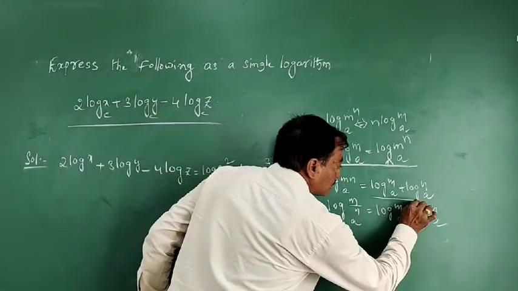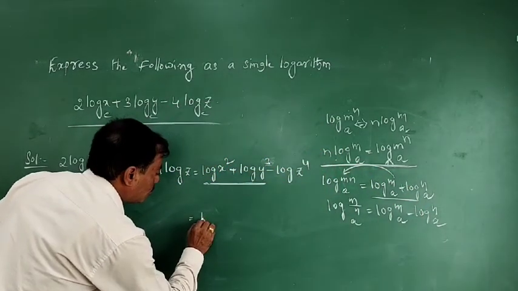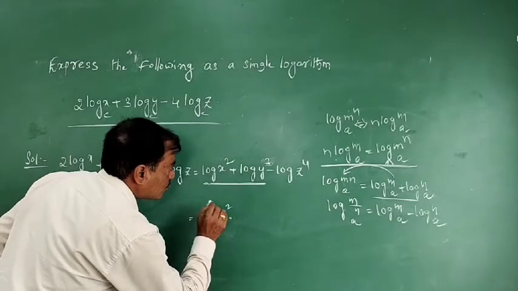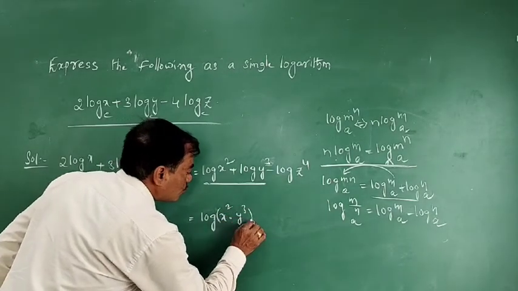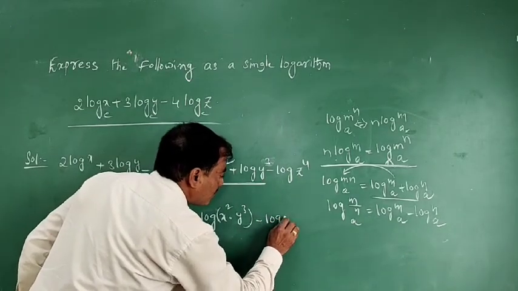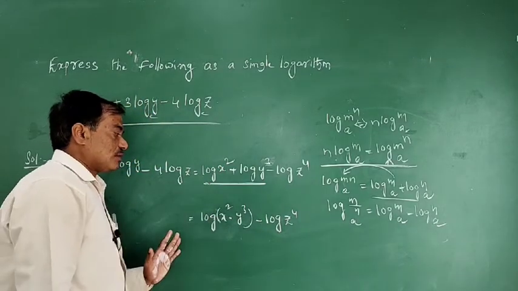Yes, this is in this form, so therefore it can be written in this form. And this is equal to log of x squared into y cubed. And this can be written as it is, log of y z to the power of 4. Yeah, the first step is completed.